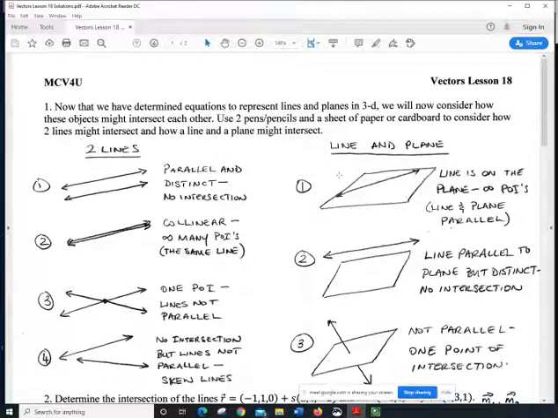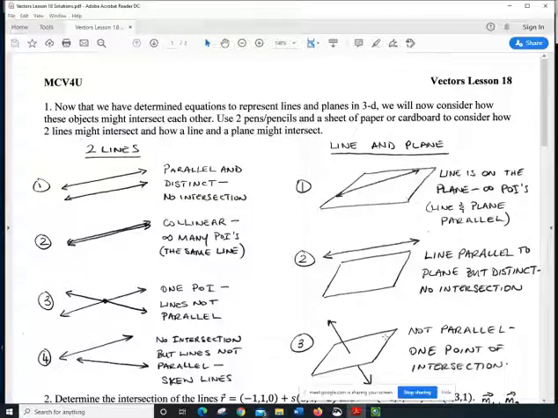The line and plane are parallel in these two scenarios. In one case, the line is on the plane, infinitely many points of intersection. In the other scenario, the line is parallel and distinct. And then as soon as the line is not parallel to the plane, at some point there's going to have to be a single point of intersection.